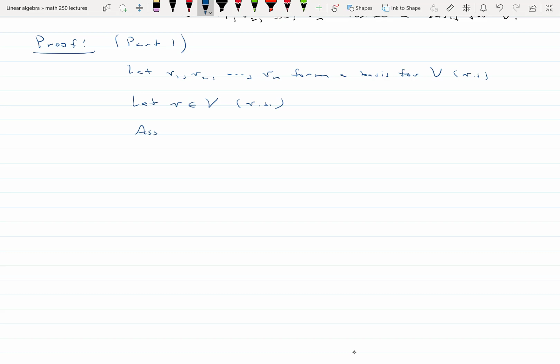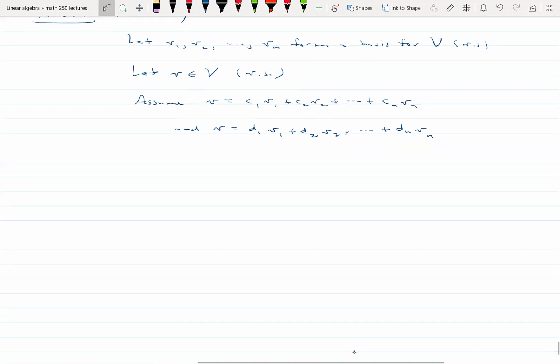Let's assume that we have two different representations from this basis. Let's assume that v equals c1 v1 plus c2 v2 plus all the way up to cn vn. And let's assume that we have a second representation, v equals d1 v1 plus d2 v2 plus all the way up to dn vn. My goal is to show that all the c's should equal all the d's.